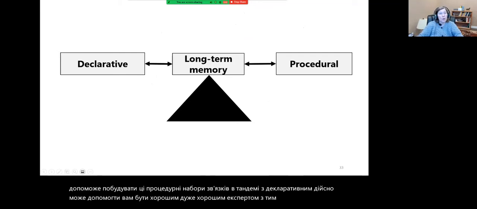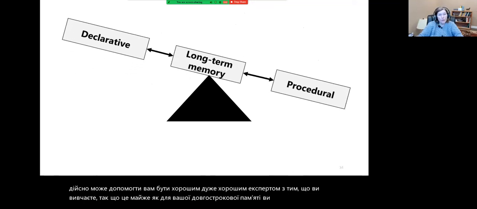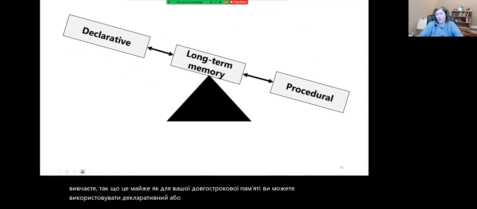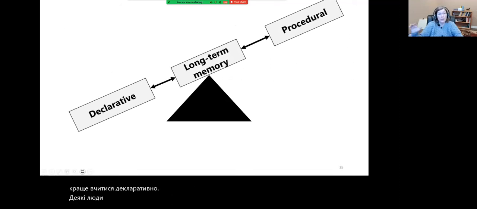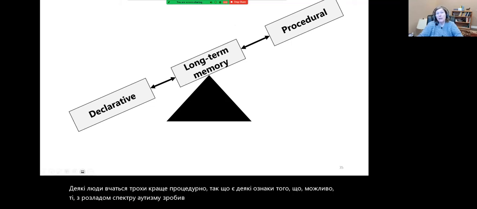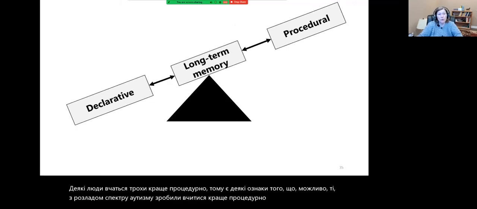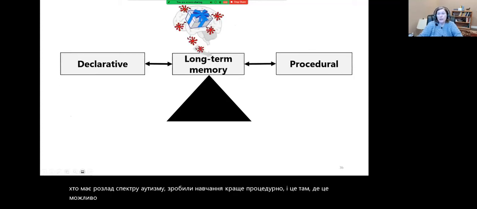So it's almost like for your long-term memory, you can use declarative or procedural. Some people prefer more using declarative. There's some indication that those with dyslexia may learn better declaratively. Some people learn a little better procedurally. So there's some indication that perhaps those with autism spectrum disorder may learn better procedurally. But where it's possible, we want to balance our instruction so that students are learning through both modalities. And a good way to do that is to give them a little bit of fun reward.